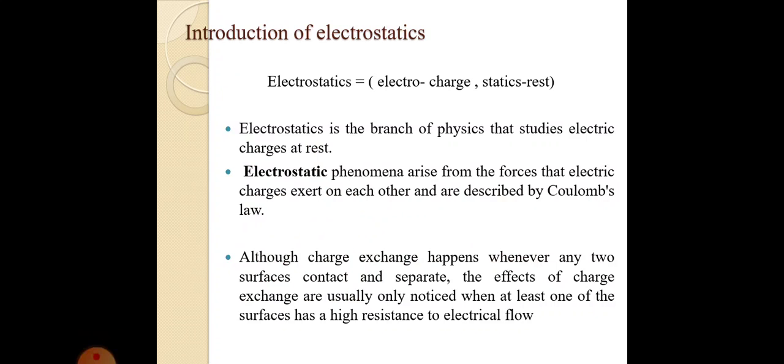Now I am explaining electrostatics in the first unit of applied physics. Electrostatics means two parts: electro and static. Electro means charge, static means at rest. The charge at rest position is called electrostatics. Electrostatics is the branch of physics that studies electric charge at rest position.